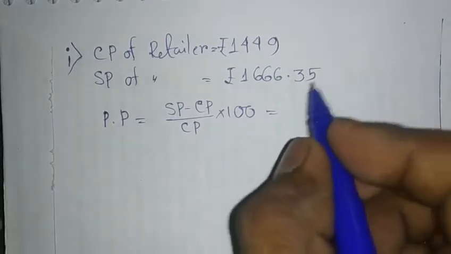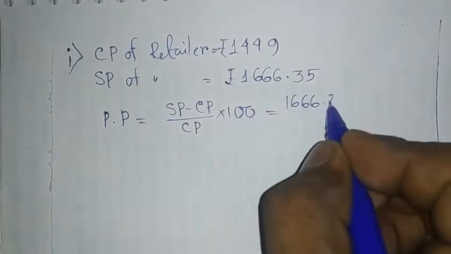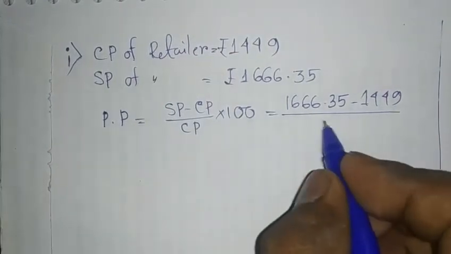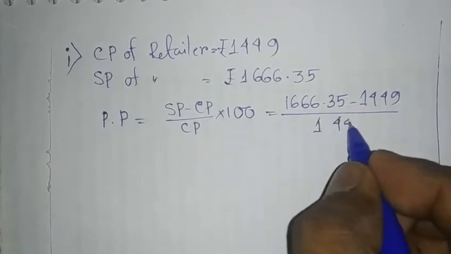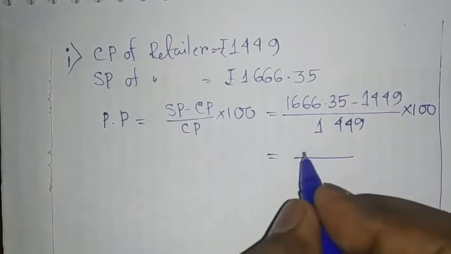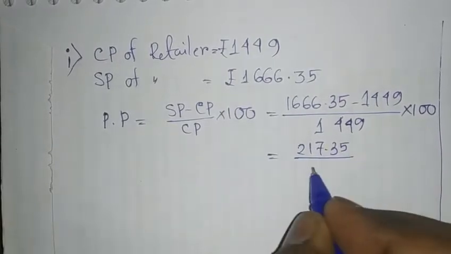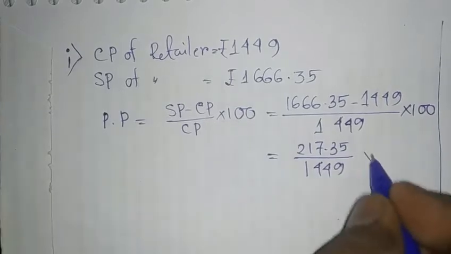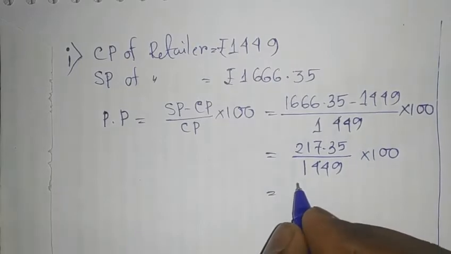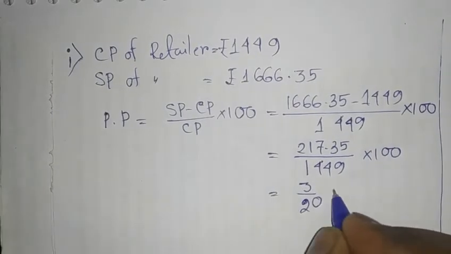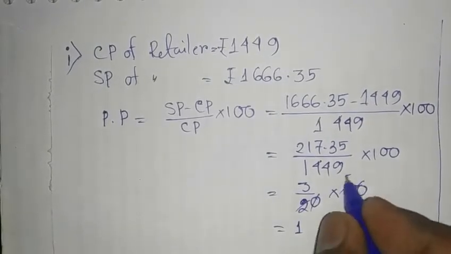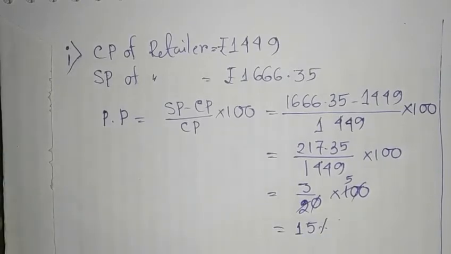So this is equals to selling price is 1666.35 minus 1449 divided by 1449 multiplied by 100. Now we subtract, it will become 217.35 divided by 1449 into 100. Now if we divide, it will become 3 by 20 into 100. This is equals to 15%, right? So question 1 is done.